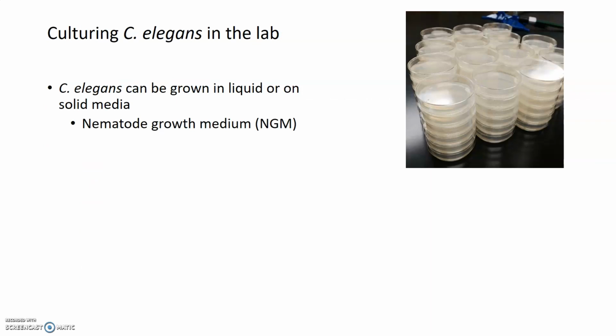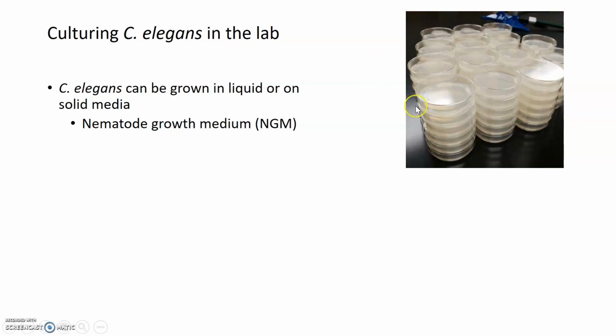Growing or culturing C. elegans in the lab is actually relatively simple and relatively cheap. They can be grown in a liquid medium, like a broth, or a solid medium, like you can see here on the right, on basically plates or petri dishes filled with this media. And the media that C. elegans grows on is known as nematode growth medium, or NGM.